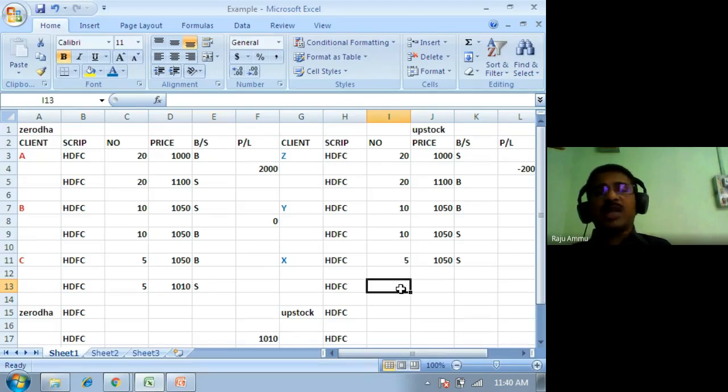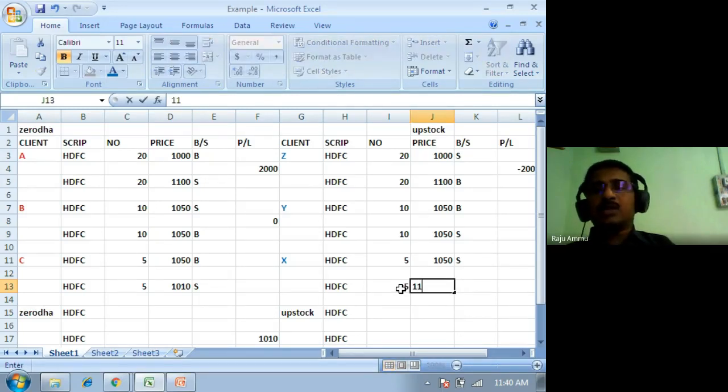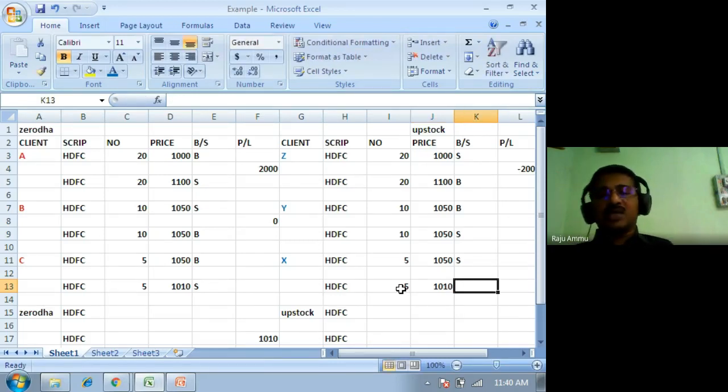Similarly here, Mr. X at Upstox has kept the position open, so the position here also gets squared off at the price 1010. As this is a sell position which was already taken, now it is a buy position which has to be squared off. It is a buy.